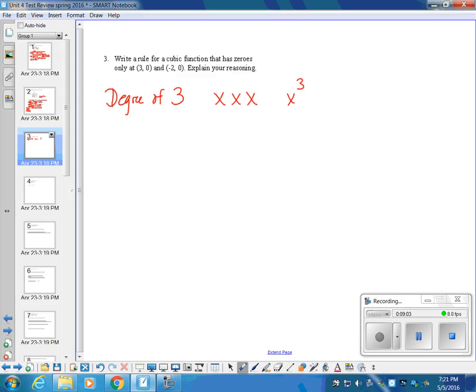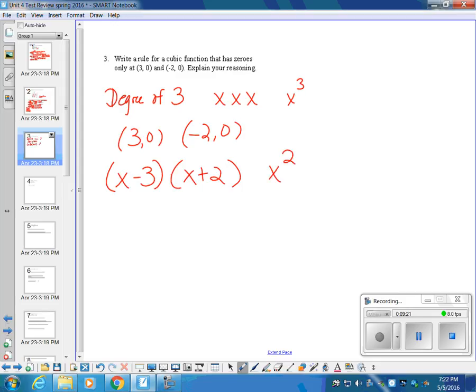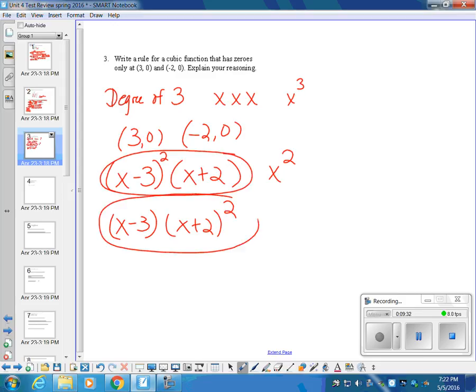I have (3, 0). So if I use that, that would be x minus 3 as a factor. (-2, 0), if I work backwards, would be x plus 2. If I only use what I have here, I would just get x squared. How do I make that cubic? I square one of them. And it could be the other one. So either one of those could be my answer.